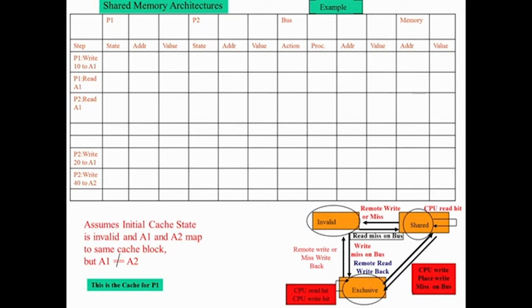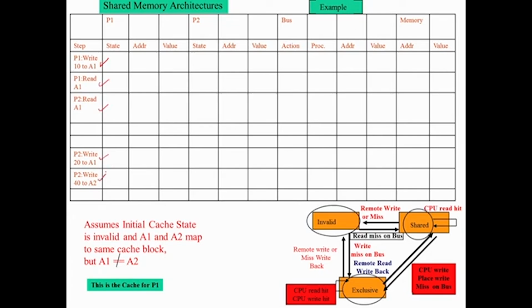Now these are all the actions that P1 does. P1 writes the value 10 to A1, as you see on the leftmost side. P1 writes the value 10 to A1, then P1 reads A1, then P2 reads A1. At the same time P2 writes 20 to A1, P2 writes 40 to A2, right?